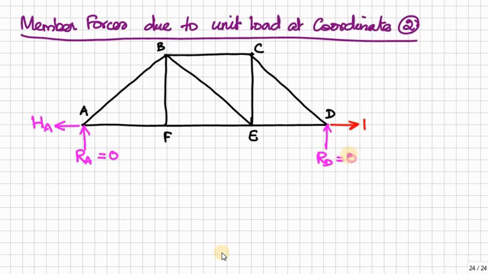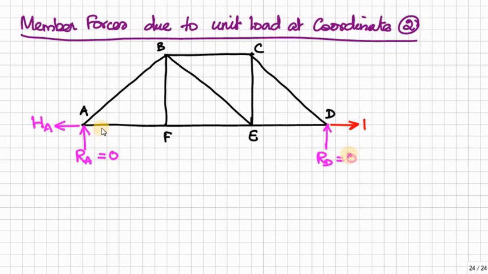Now apply unit load at the system coordinate 2. Again, due to the application of unit load at D, here we have horizontal reaction just opposite HA. Therefore, if you take moments, you will get RA is equal to 0 and RD is equal to 0 because just opposite forces get cancelled by each other. Therefore, both reactions are 0. So here also we can apply the zero force member concept.